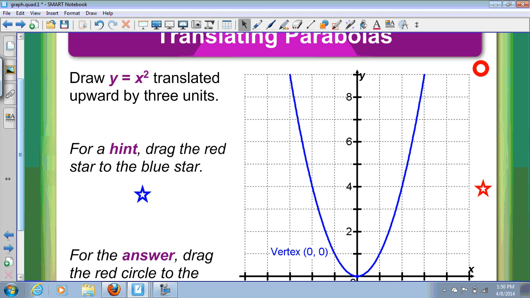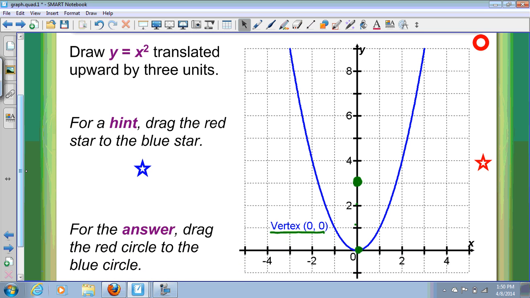It says draw y equals x squared. Remember, y equals x squared is called the parent function. The vertex is at the origin, 0, 0. We're going to translate it upward by 3 units. Well, that means I'm going to take my vertex at 0, 0, and I'm going to move it up 3 units. 1, 2, 3. So 0, 3 now becomes my vertex, and my parabola will go through there. So if I draw the red star to the blue star, notice how everything is going to move up 3.